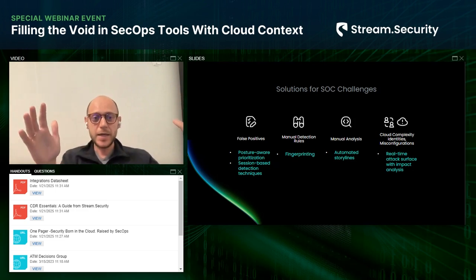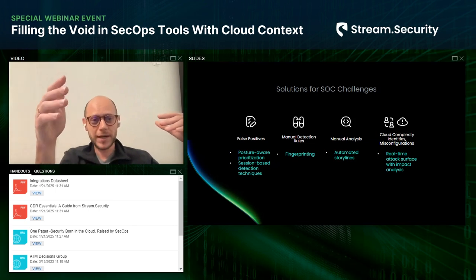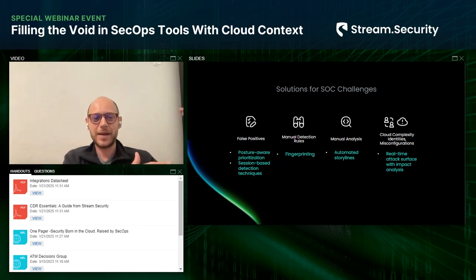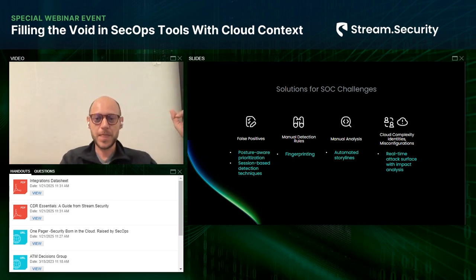So for example, if you know your application should never communicate outbound, generate connection to China, you can set easily a rule like that. It will probably be detected by fingerprint, but you will still have the immediate context of understanding, hey, this is critical and not actually maybe a high severity detection.